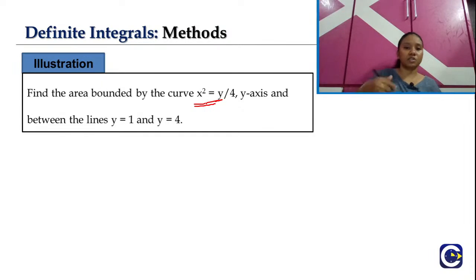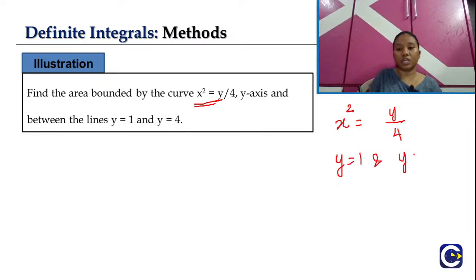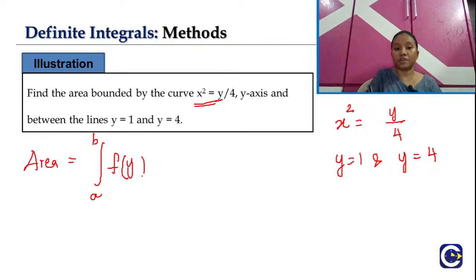So come on, guys, you can look at here. Find the area bounded by the curve. Here the curve which is given is x square is equal to y by 4, and the ordinates which are given are y equal to 1 and y equal to 4. So quickly, what is our formula for this? Area will be equal to the integration within the limits a and b, which are our y coordinates, and here the function also should be with respect to the y variable, dy.